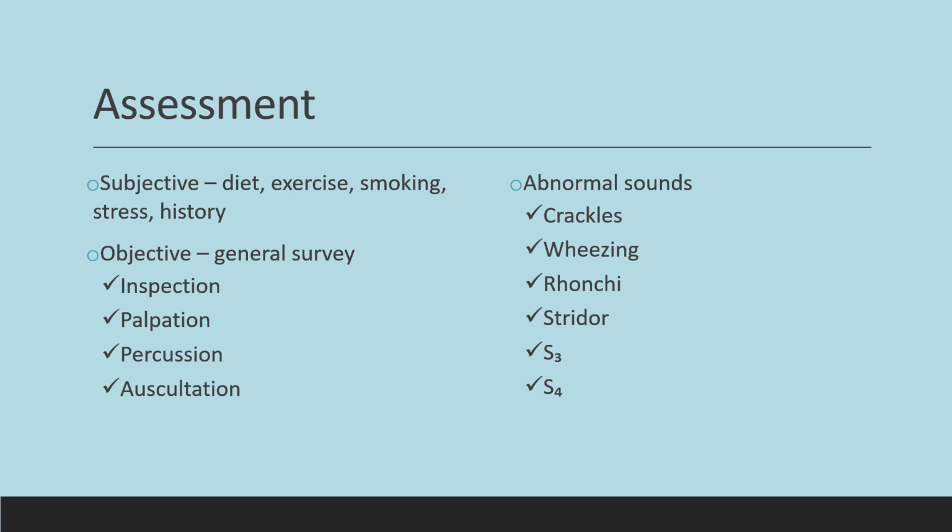Objective data. This is a general overall survey that includes the individual's overall appearance, level of consciousness, signs of distress, the weight, their breathing, hygiene, vital signs, including oxygen saturation.